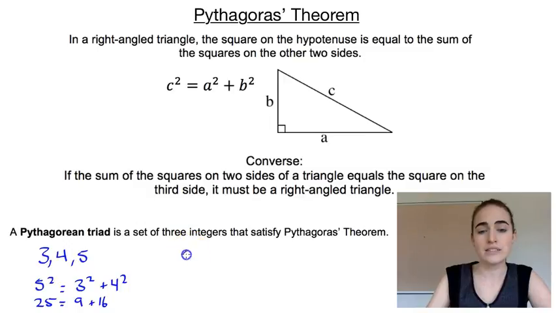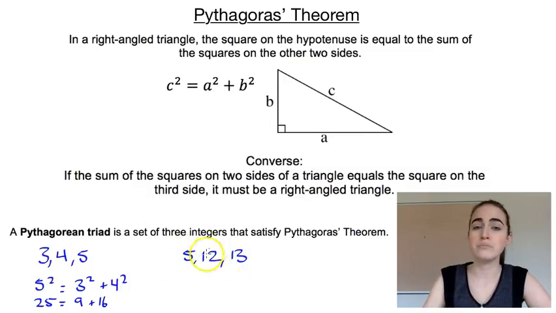The next one up is 5, 12, 13. So 5 squared plus 12 squared equals 13 squared. So those are what's called Pythagorean triads.